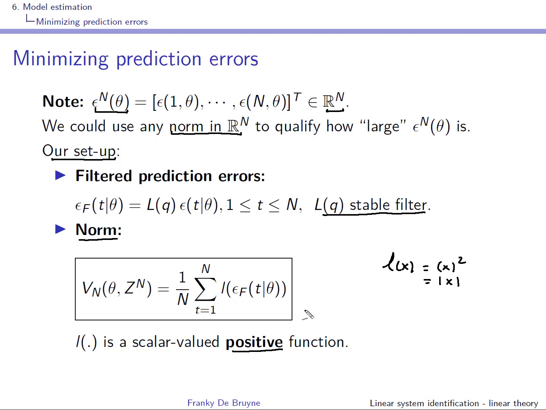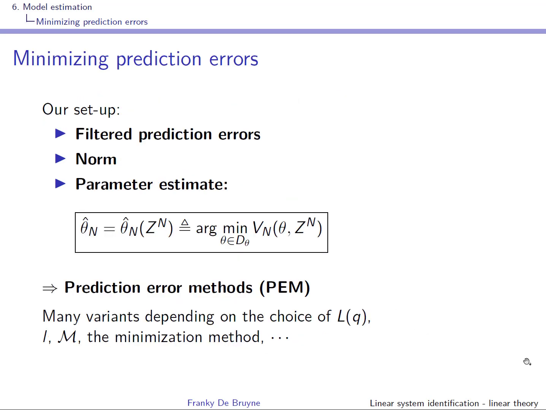And of course we need to generate an estimate. The estimate will be the argument that will minimize this function V_n. It's based on n data, on a parameter vector and this data set. So this is really prediction error identification.